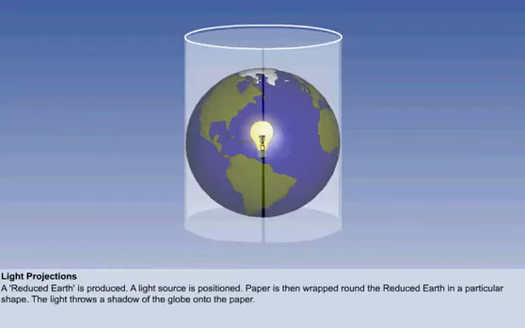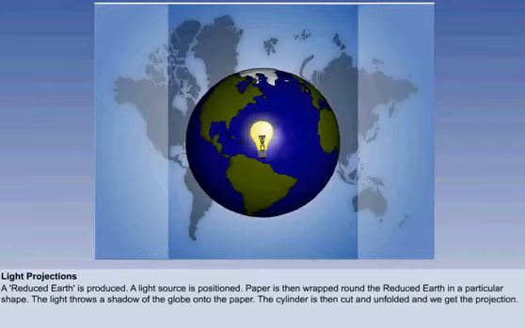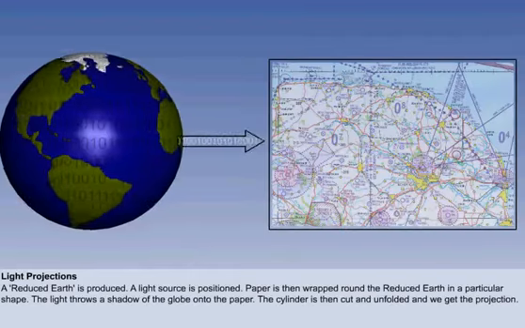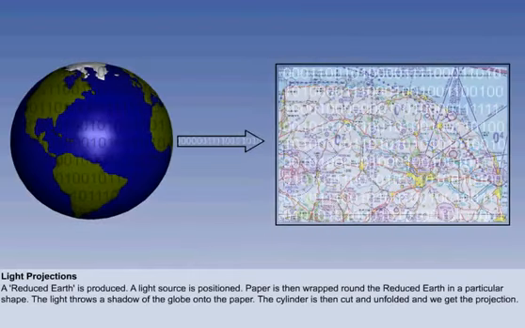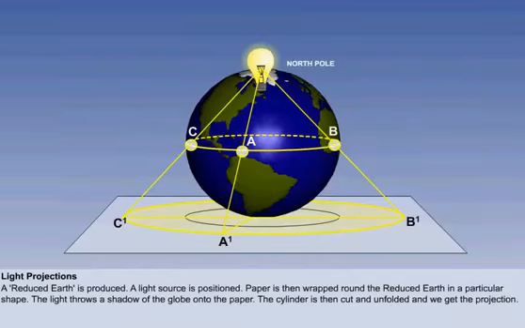The light throws a shadow of the globe onto the paper. We then have to imagine the image being permanently fixed to the paper, say. In the old days, they would have traced it. The cylinder is then cut and unfolded, and we get the projection. We don't do it this way any longer, as we have said. But whilst pilots don't need to know the mathematical and computer techniques involved in modern cartography, they need an appreciation of the old light projection methods in order to help them understand the properties of charts.